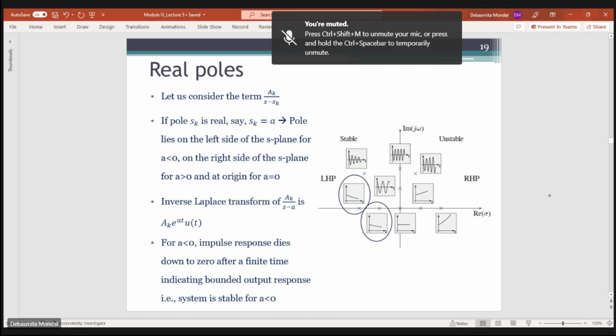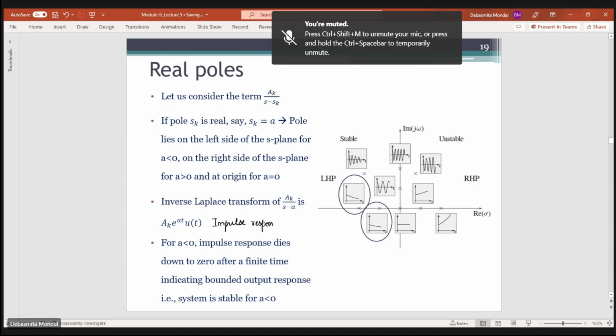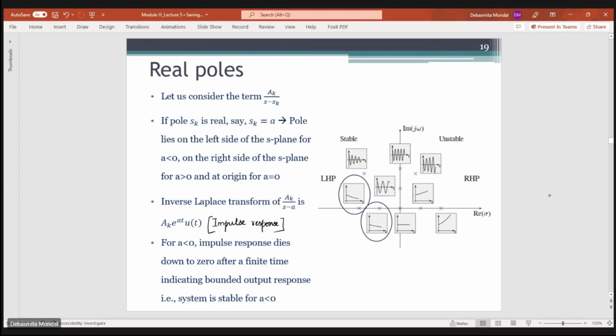Now if you take the inverse Laplace transform of this expression, substituting sk with a, the inverse Laplace transform of ak by (s minus a) gives ak e to the power at into u(t). This is the impulse response for a system whose transfer function is given by this.